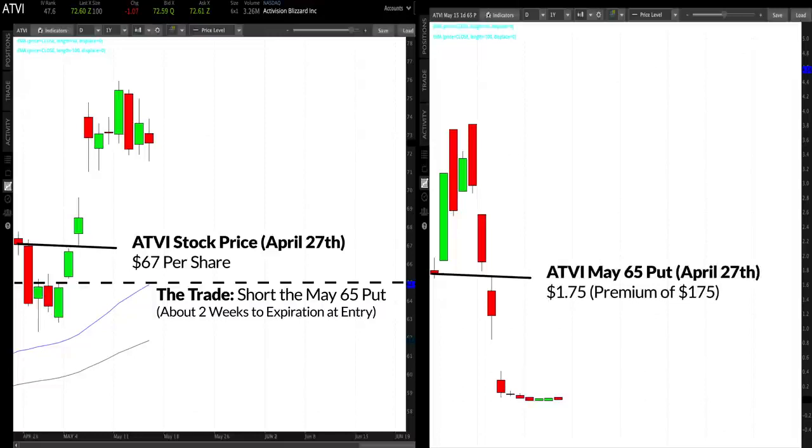In this chart, we are looking at the price changes of that May 65 put in Activision. On the very left-hand side of the chart, which is April 27th, we can see that the put's price closed around $1.75, meaning that if I shorted this option, I would collect a premium of $175.